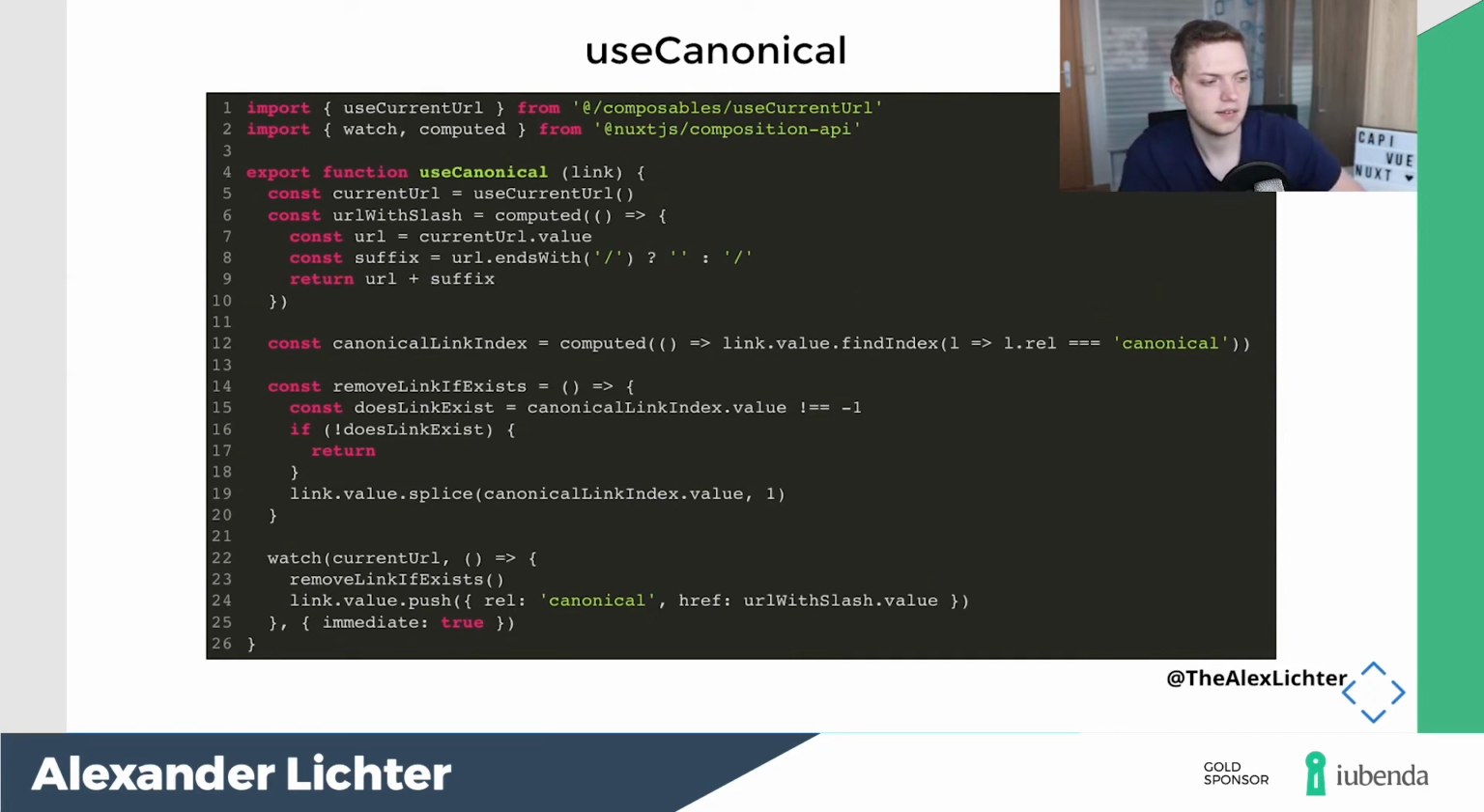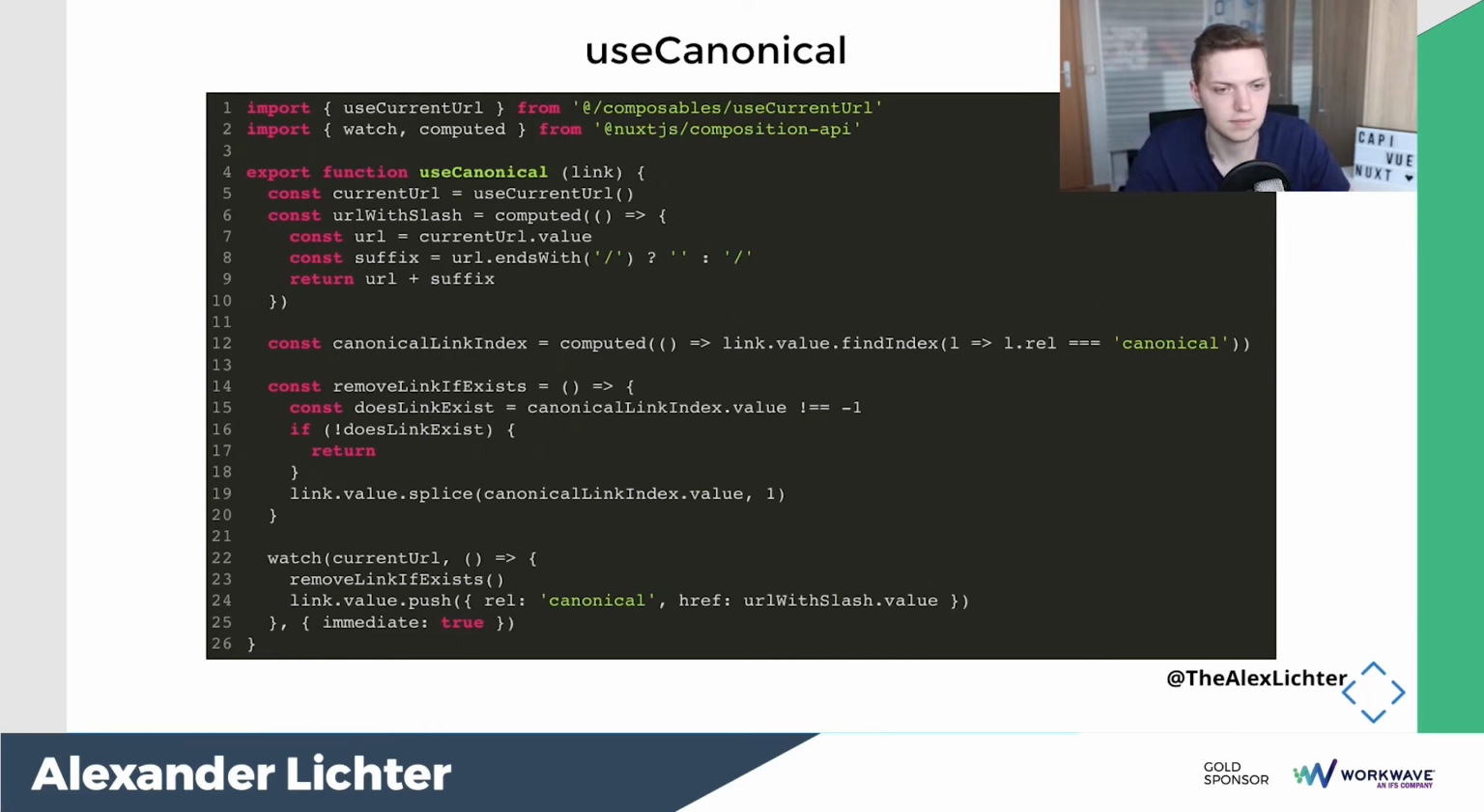And last but not least, we watch the current URL, and every time it changes, we call removeLinkIfExists, and then we push our new canonical link, which has an href value of urlWithSlash. So on every route change, we just set up the new canonical URL by adding the current URL with a trailing slash. Of course, we could strip parameters and stuff, but that's too much for the sake of example. And a neat little hint: the last option in that watch function, immediate: true, is cool because we execute it immediately.